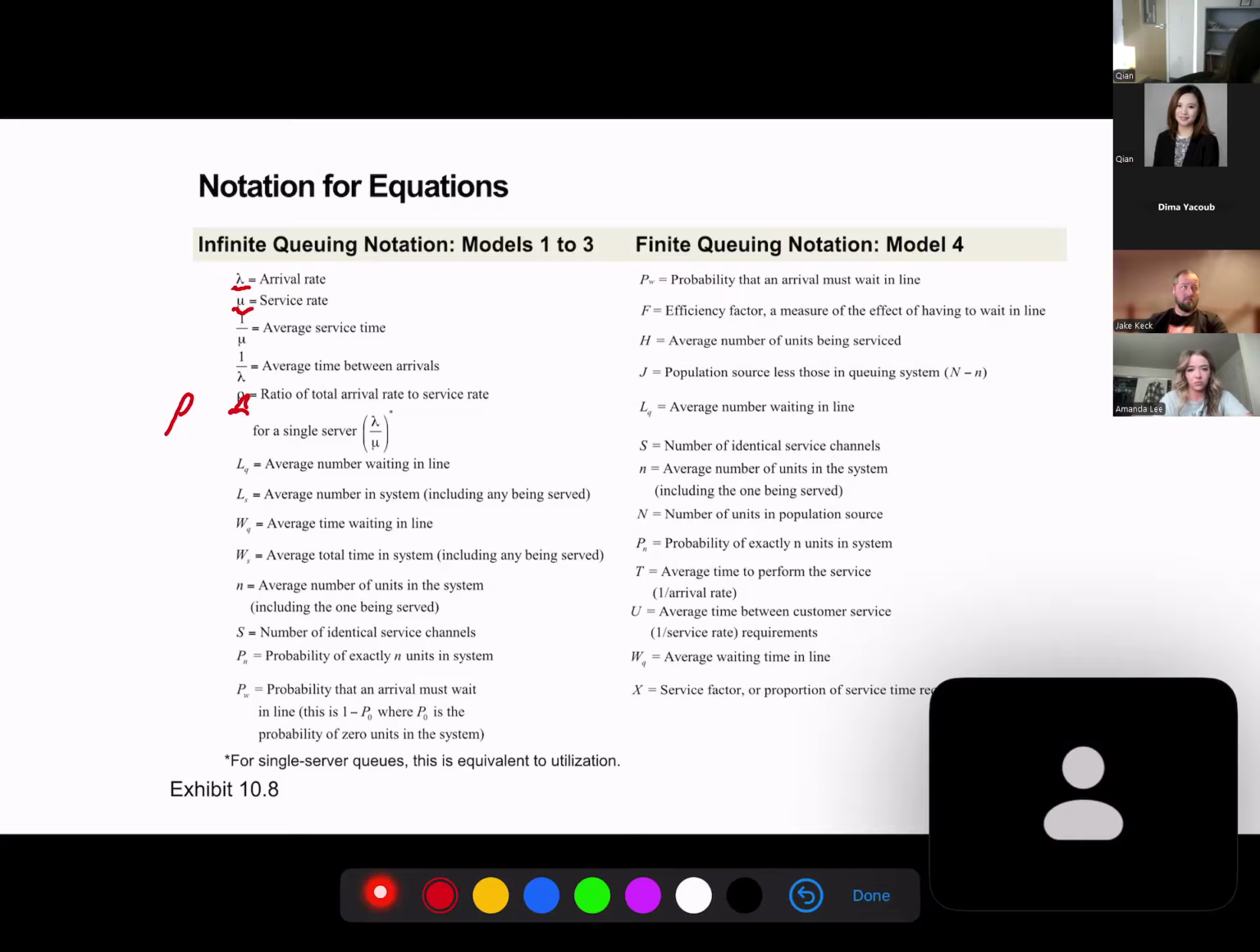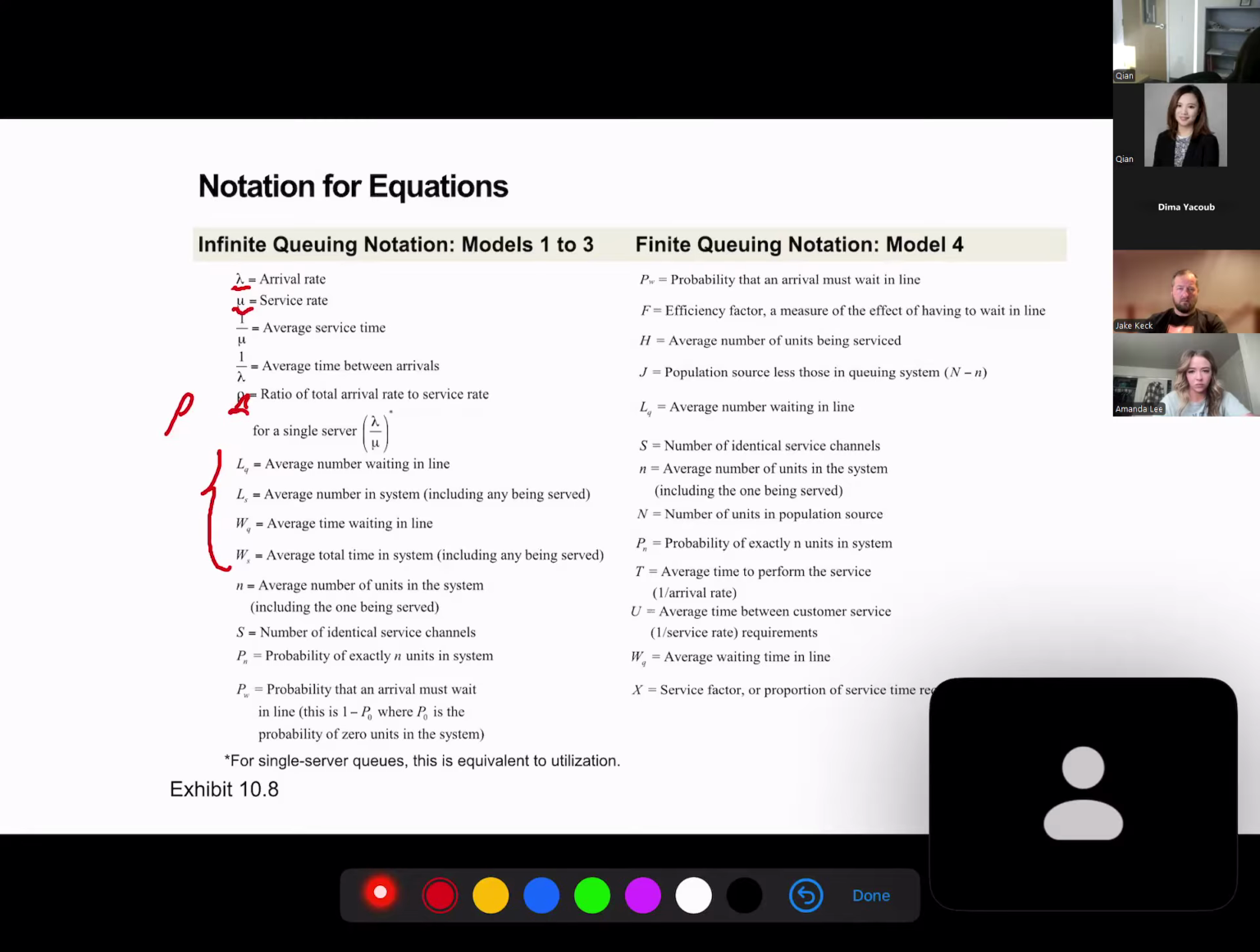Also, we have four important quantities here. These are actually the answers the homework looks for. It asks you to figure out how many customers are waiting in the system, how many customers are waiting in the line, and how long you need to wait as a customer in the system or in the line. Those are the four things you need to calculate.